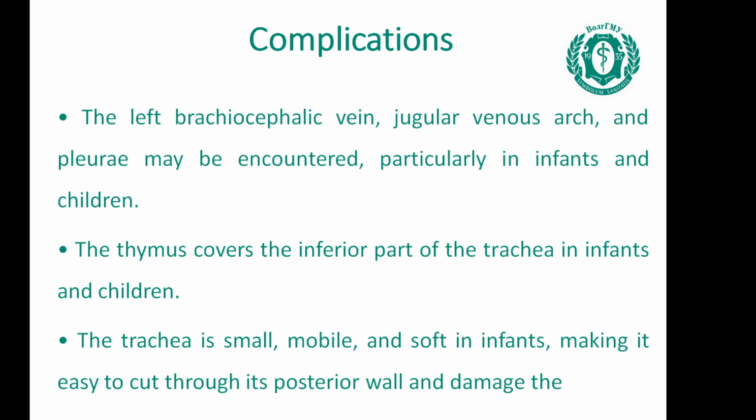The left brachiocephalic vein, jugular venous arch, and pleura may be encountered particularly in infants and children. The thymus covers the inferior part of the trachea in infants and children. The trachea is small, mobile, and soft in infants, making it easy to cut through its posterior wall and damage the esophagus.